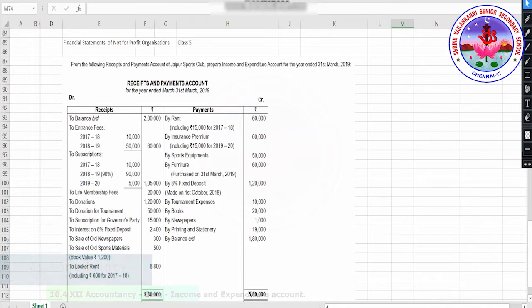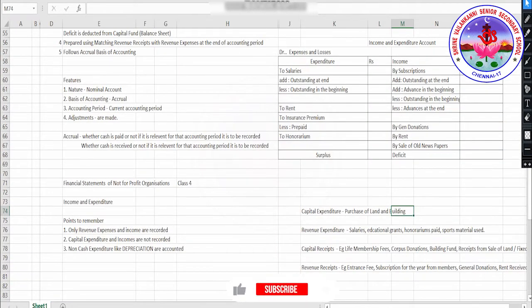In the last class, we had discussed what is capital expenditure. Capital expenditure is one whose benefit will not expire within 1 year, whose benefit will extend for more than 1 year. Revenue expenditures are those expenditures whose benefit will be exhausted within 1 year.